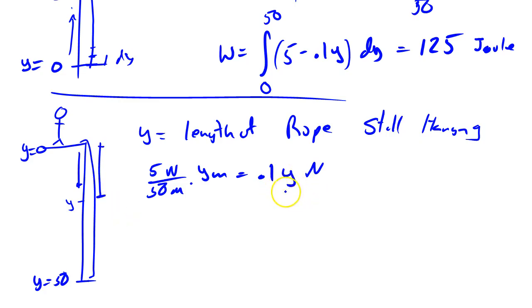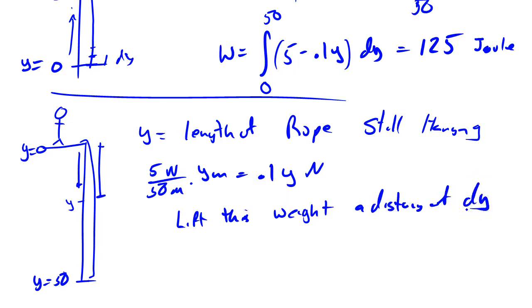So then I'm going to take that weight and lift it. Lift this weight a distance of dy. That is, change the amount of rope that's hanging by just a little bit. So you lift it up a little bit, now there's less rope hanging. Right? So this much weight, that much lift, the work done is 0.1y times dy. Distance lifted times the force. Force times distance is work.